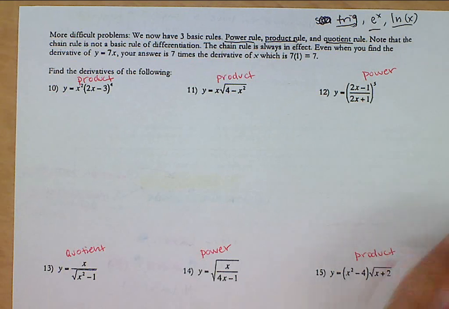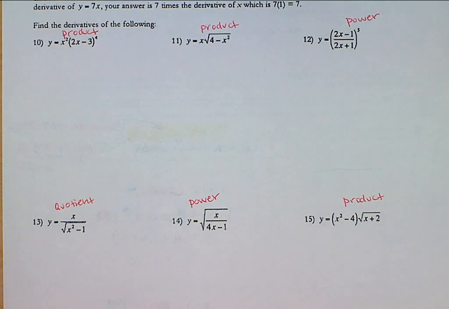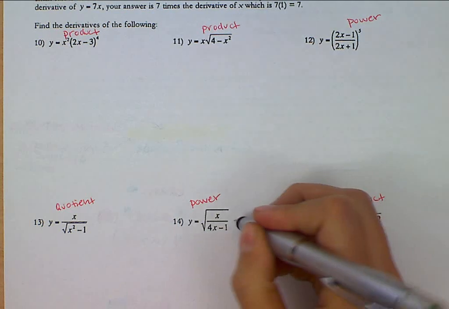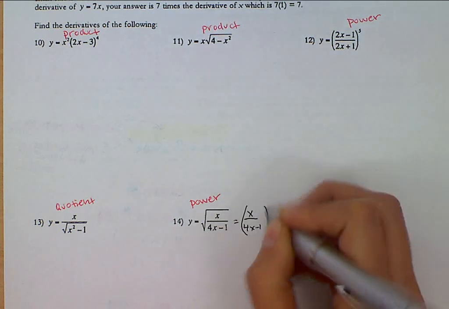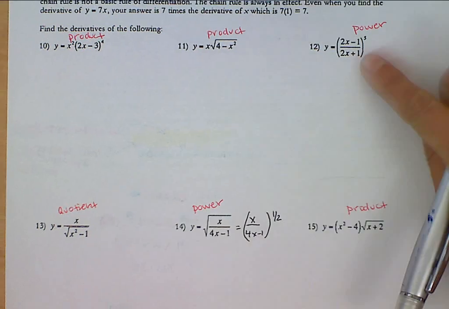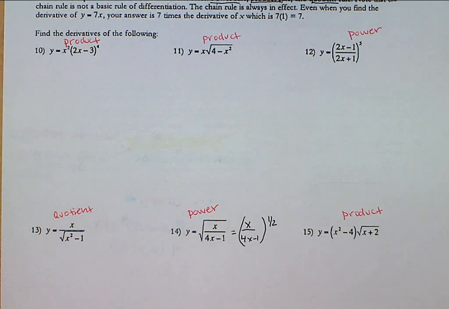So I think the hardest one to tell is that this one is a power and not a quotient. You always want to consider what is the outermost function, and since the outermost function here is actually a power of 1/2, it is very similar to problem 12. So we're always trying to look, what is the first thing we have to do? What are the outer functions doing?